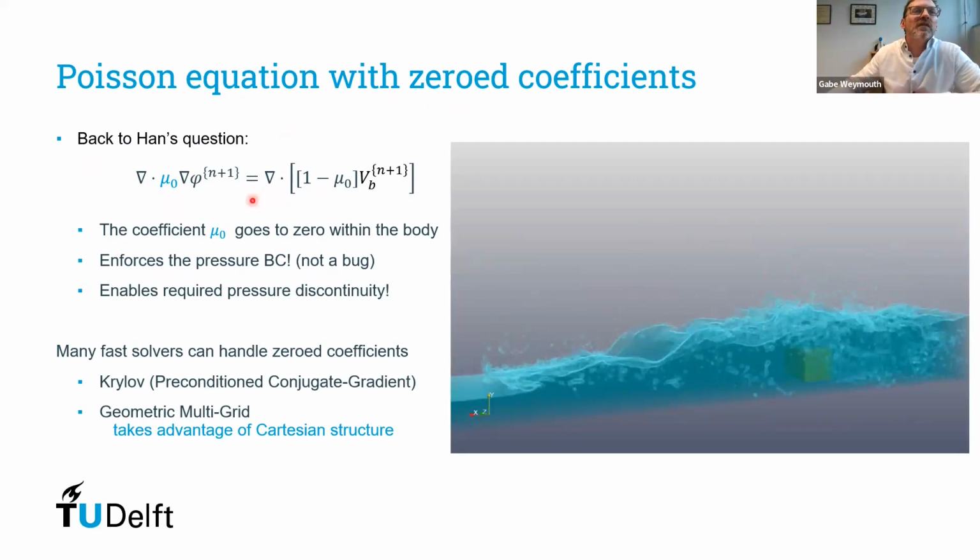So if we look at this again, kind of using the notation of this, mu0 is 0 inside the body. How are we going to handle that is the question. That's not a bug, actually. This is completely mandatory. This is what's enforcing the pressure boundary condition. And that's why this code actually works instead of the other sorts of direct forcing and other immersed boundary methods. It also enables the pressure discontinuity.